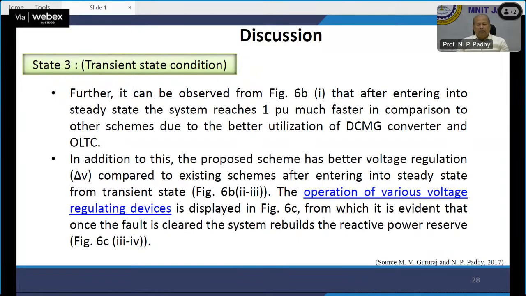Further, it can be observed from figure 6b1 that after entering into the steady state, the system reaches 1 per unit much faster in comparison to other schemes due to the better utilization of the DC microgrid converter and OLTC. If you're writing an article, you can summarize the best practices at the end. This is basically the result conclusion section. In addition to this, the proposed scheme has better voltage regulation compared to existing schemes after entering into steady state from transient state. The operation of various voltage regulating devices is displayed in figure 6c, from which it is evident that once the fault is cleared, the system rebuilds the reactive power reserve.